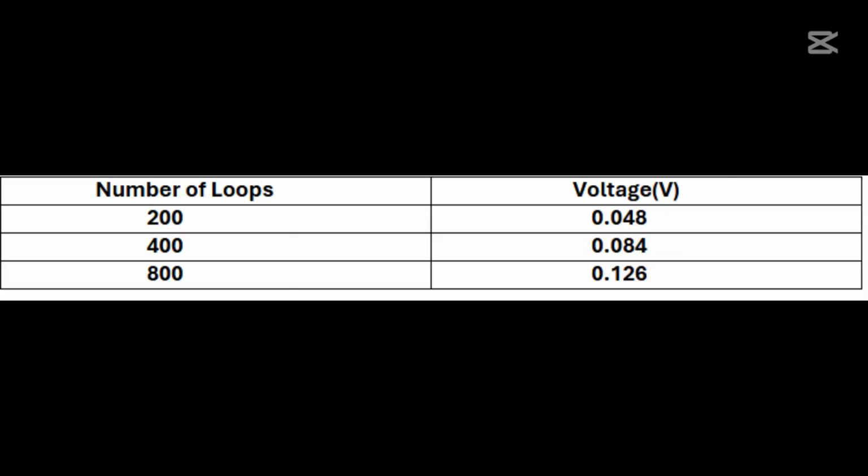Now let's look at the results. In the first part of the experiment, we keep the radius the same, but we change the number of loops. When we increase the number of loops, the EMF also increases. For example, for 200 it is 0.048 and for 400 it is 0.084. We increased the number of loops and the EMF also increased.